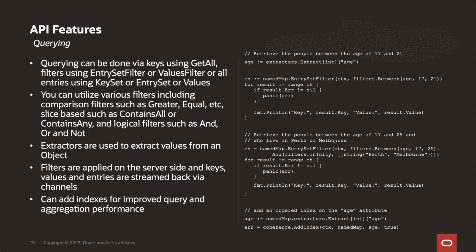You can also then do a more complex one. We're going to retrieve the people between 17 and 25 who live in Perth or Melbourne. Once again, we check the error, and then we can also add an index on the age attribute.